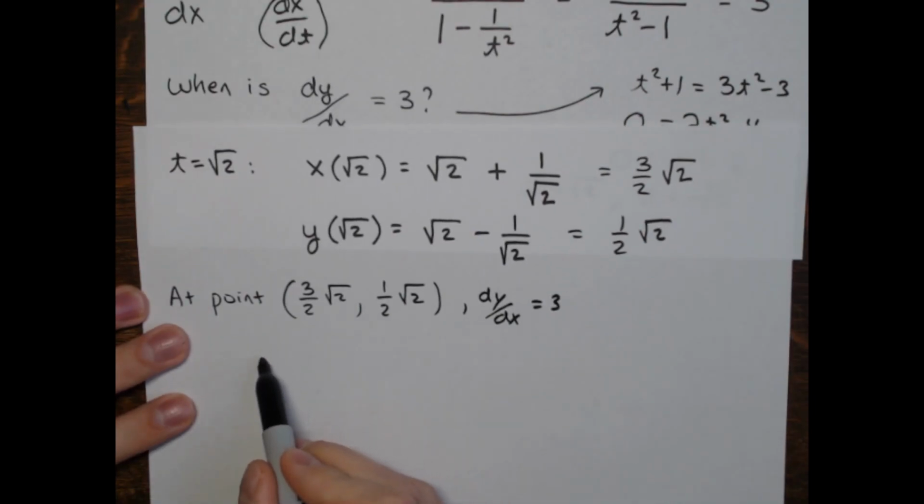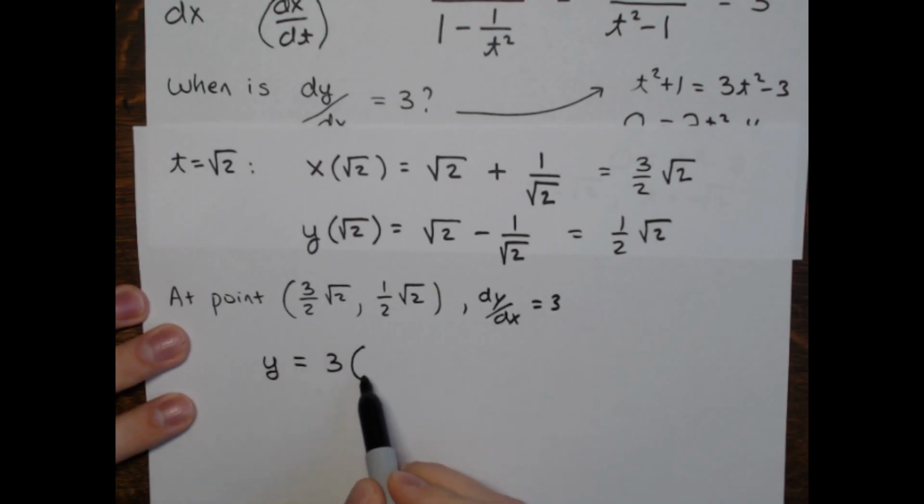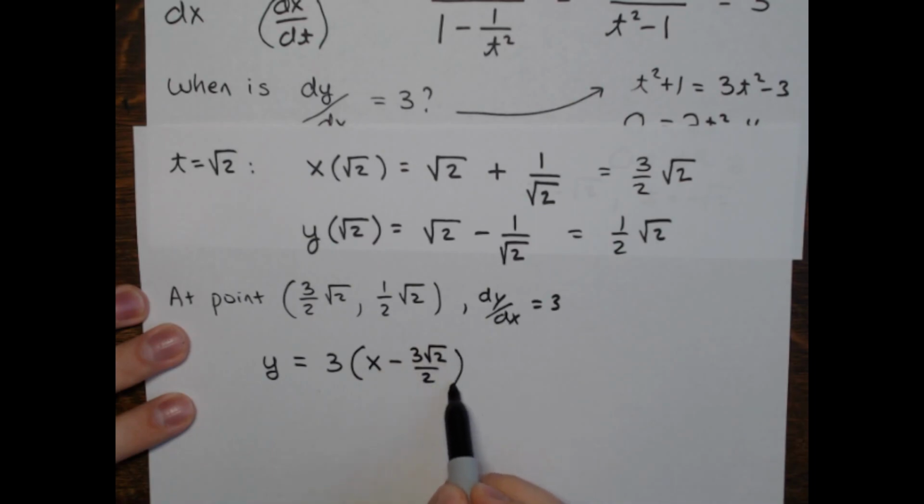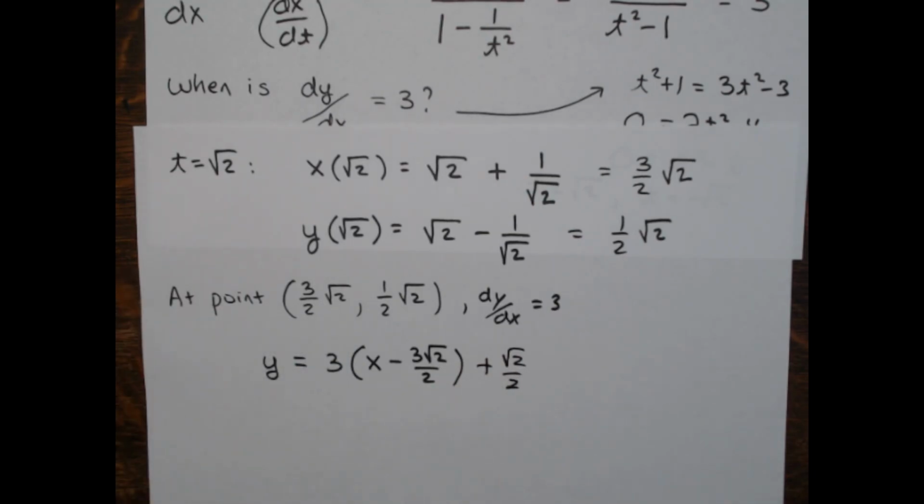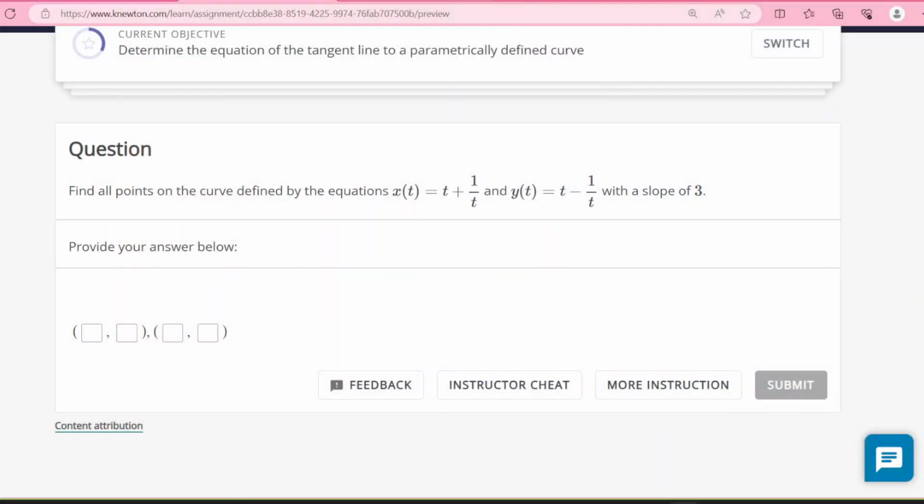Right, and we can see the tangent line would be y equals 3 times the change in x, so x minus 3 root 2 over 2. And then y minus this, and I would add it, so plus root 2 over 2, right? This would be the tangent line at that point. And let's see that happening. So I'm going to go to the Desmos again.